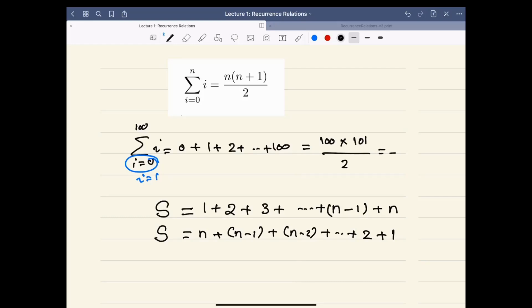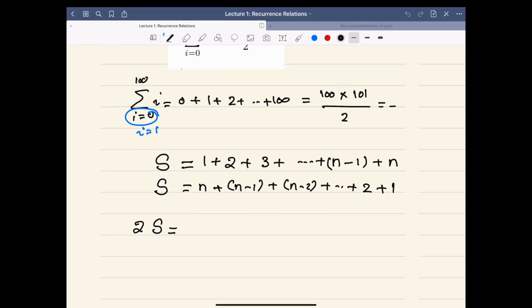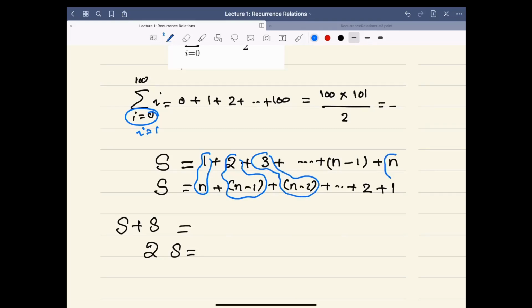Now add them together. So when you add them together, you are going to get 2s. And probably I should write it explicitly. Add s plus s, and it's going to be equal to 2s. So when you add them, we will combine these two together, and these two together, and so on. So we will take them into pairs. So the first pair will be n plus 1. And this is coming from here.